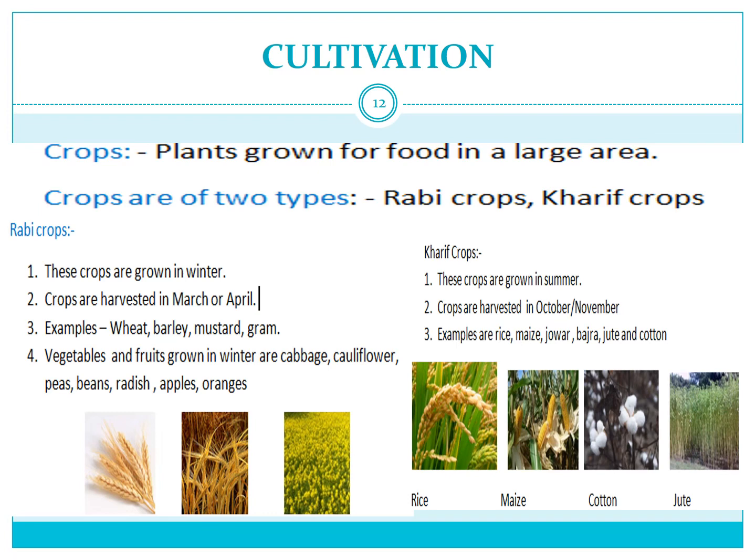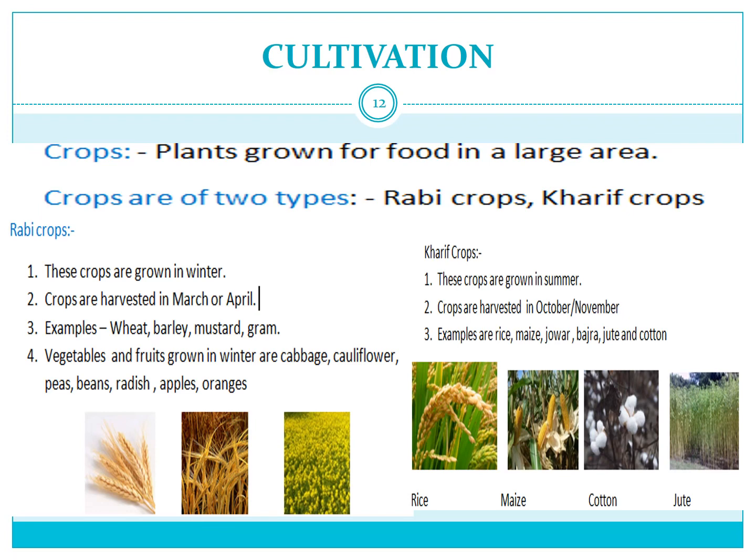Rabi crops are harvested in March or April. Kharif crops are harvested in October or November. Examples of Rabi crops are wheat, barley, mustard or gram. Examples of Kharif crops are maize, jowar, bajra, jute and cotton.